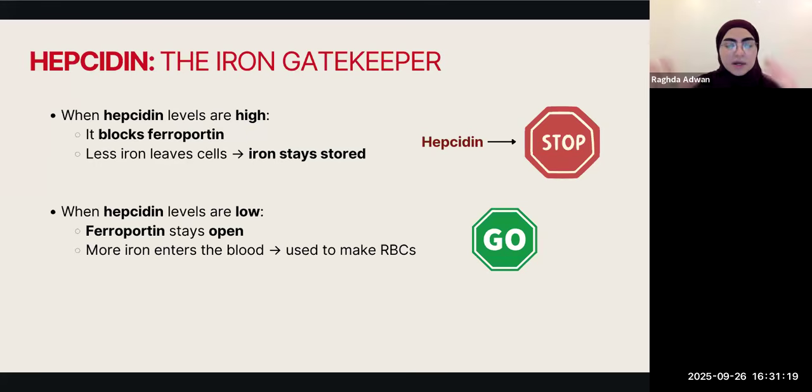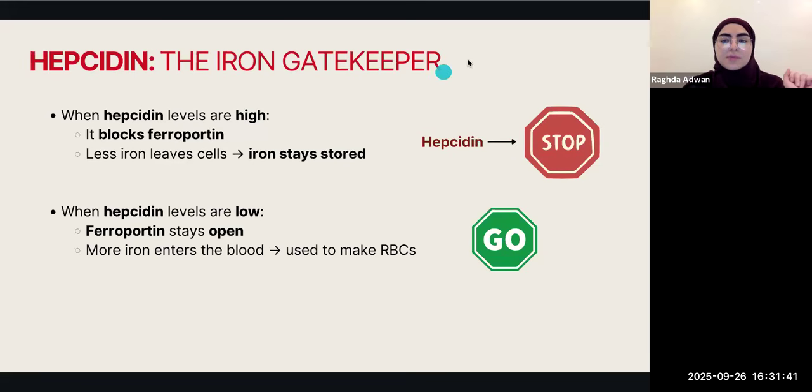When we don't have enough iron, hepcidin levels are low because we don't need anything to block ferroportin. We need ferroportin to stay open. Ferroportin stays open, and therefore more iron enters the blood. More iron is being transported and moving around to make RBCs, etc. Is this clear? The function of hepcidin? Okay.